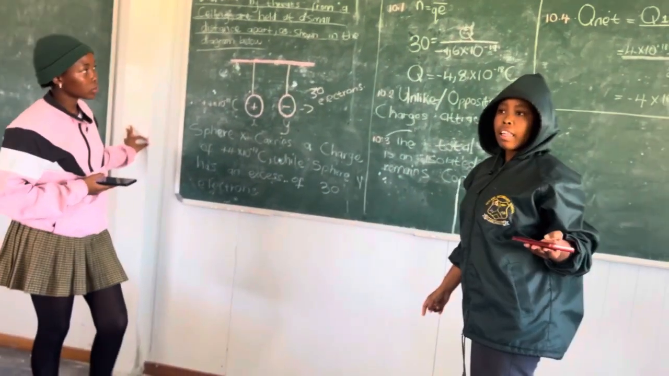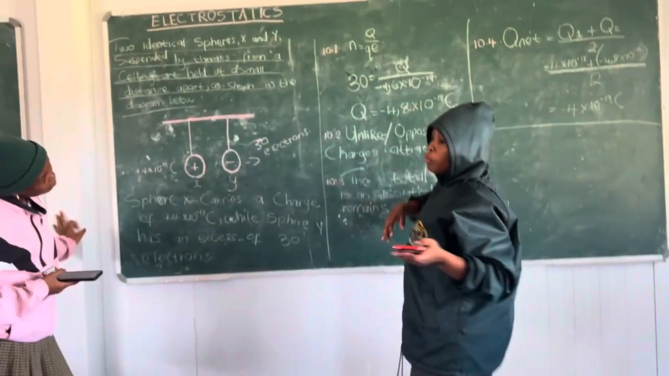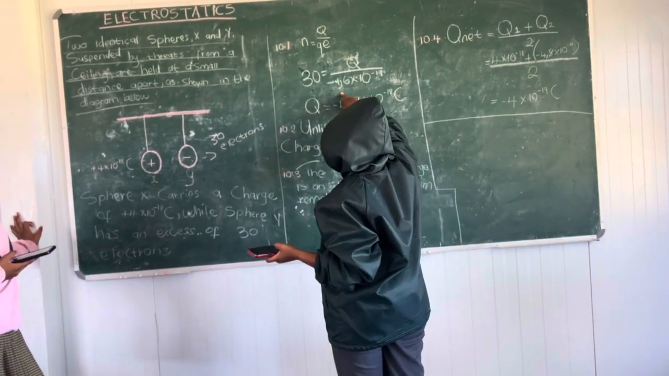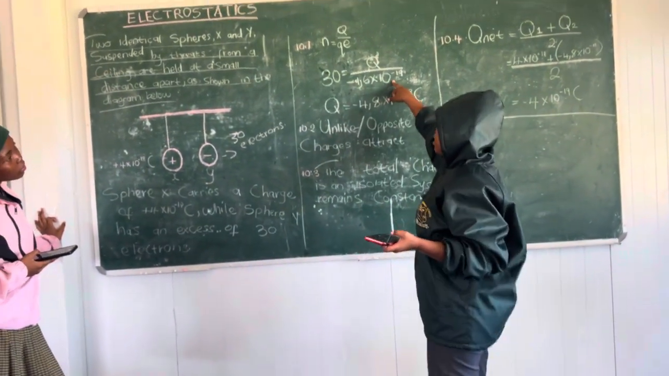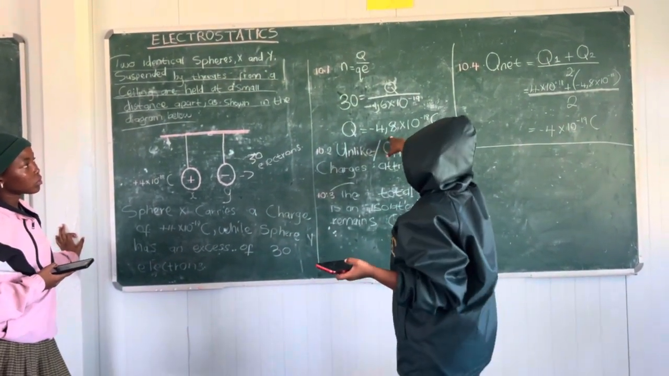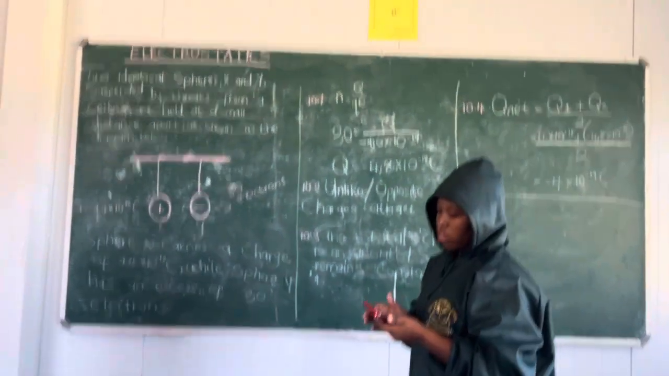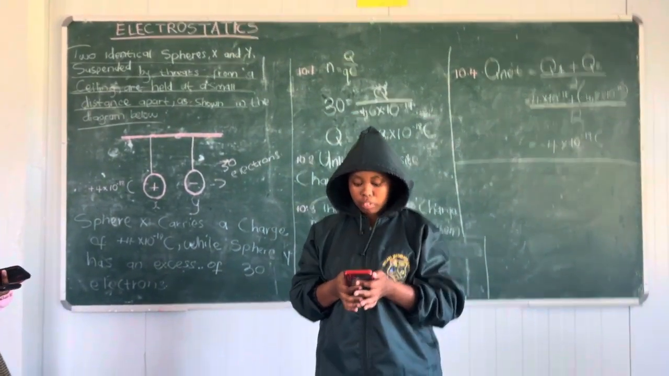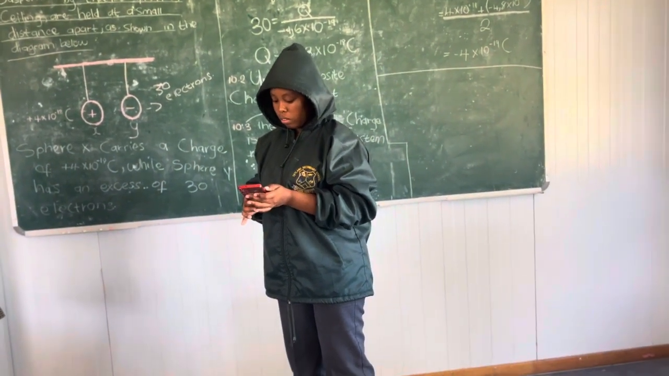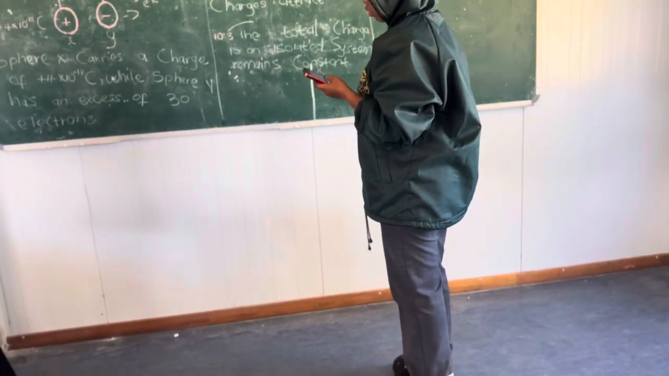Is everyone okay with the procedure? So 30 is equal to Q over minus 1.6 times 10 to the power minus 19. The answer is Q equals minus 4.8 times 10 to the power minus 18 coulombs. Now that you have calculated the charges, that is negative again, negative 4.8. So which one has the greater charge between spheres X and Y?